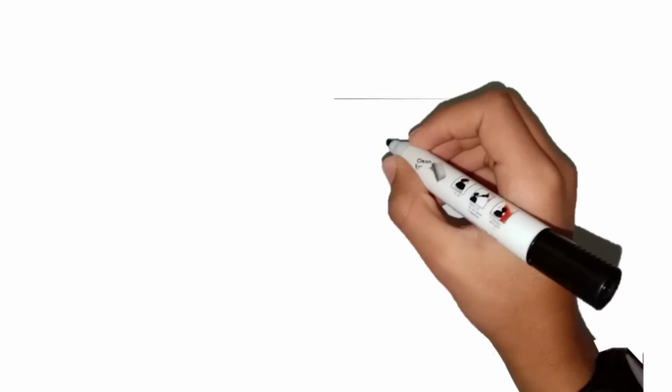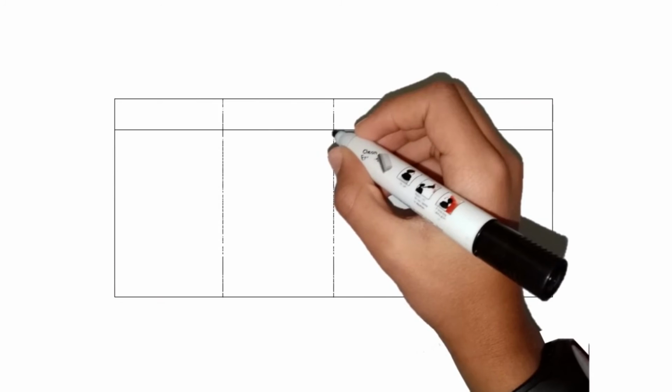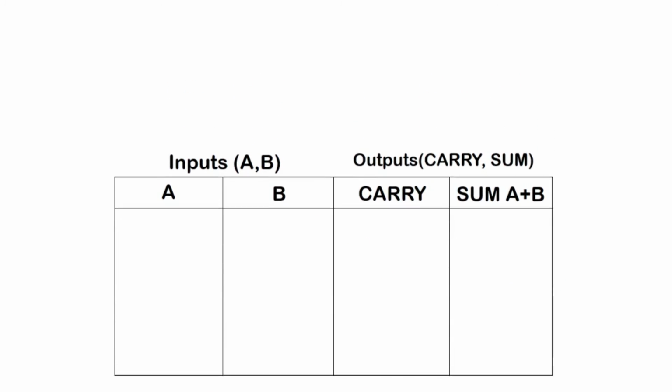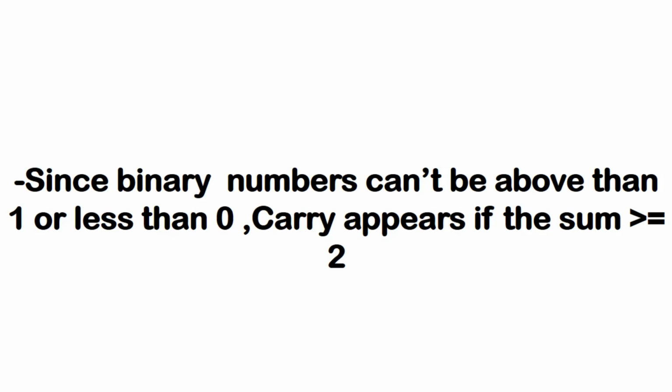Anyways, we can simulate what's happening inside the circuit using a truth table. The inputs are A and B, which are the digits, and outputs are A plus B and the carry. If you don't quite understand why there are 2 outputs, then imagine if A is 9 and B is 5, their sum is 4 and the carry is 1. If we combine them, it will be 14. In binary, since we can't have numbers above 1, the carry starts if the sum is above 1.